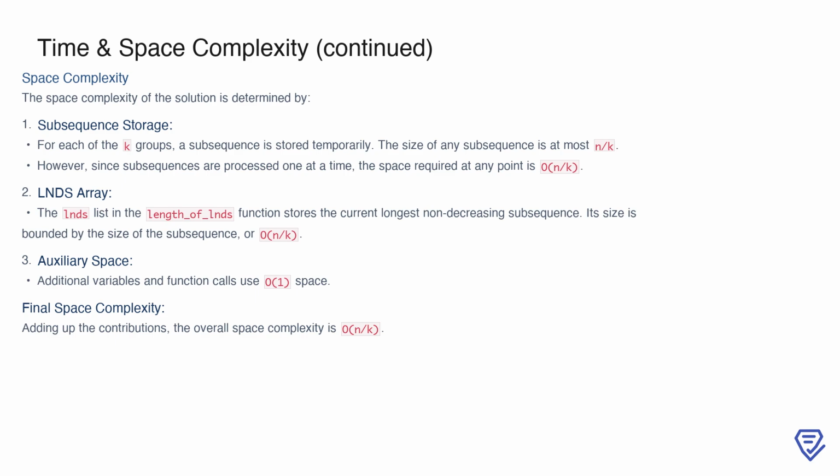Second, the LNDS array in the length LNDS function also contributes to the space complexity. This array stores the current longest non-decreasing subsequence for the subsequence being processed, and its size is similarly bounded by O(n/k). Beyond these, additional auxiliary space used by variables and function calls is negligible, contributing only O(1). Therefore, when we sum these contributions, the overall space complexity of the solution is O(n/k).